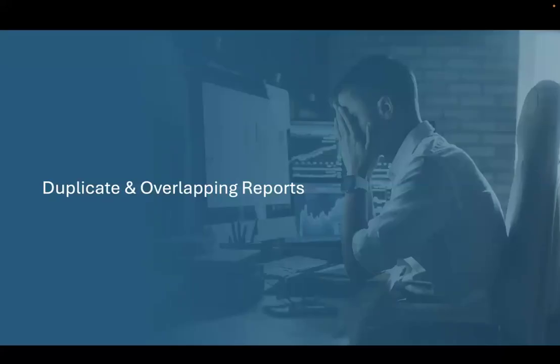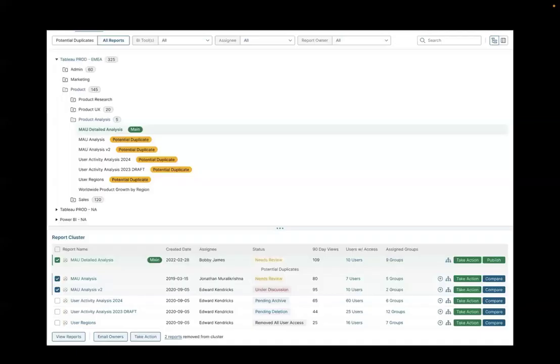So that's unused and obsolete content. Secondly, there's the concept of duplicate reporting and overlapping reports. So again, in this view, you're looking at the same data sources down the left-hand side, Tableau and Power BI, with the organizational structure that we spoke about before. But obviously, in this case, we're looking for the potential duplicates.